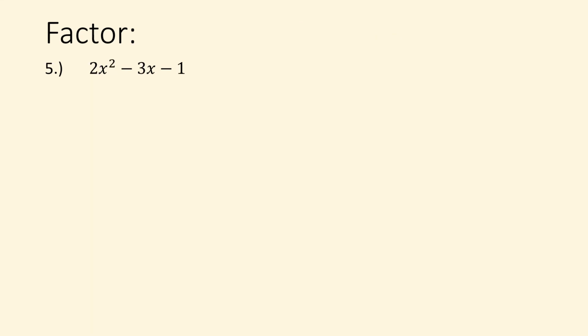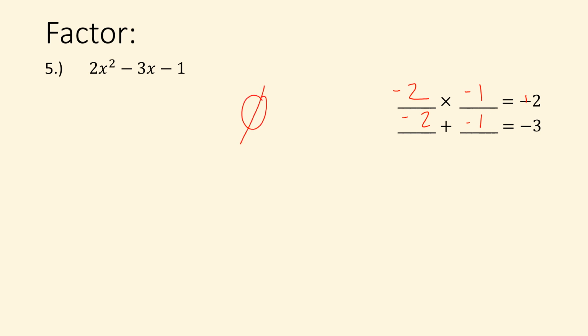Let's do another one. 2x squared minus 3x minus 1. So blank times blank equals negative 2. Blank plus blank equals negative 3. The only two options to multiply to give us a 2, positive or negative, are 2 and 1. If we make one of these negative, that's the only way we can get a negative 2. But there's no way that we can make one of these negative and get a negative 3. They'd have to both be negative, but that would make this into a positive 2. This can't factor, no solution, so we're done for this one.